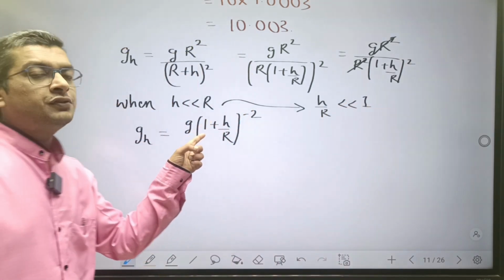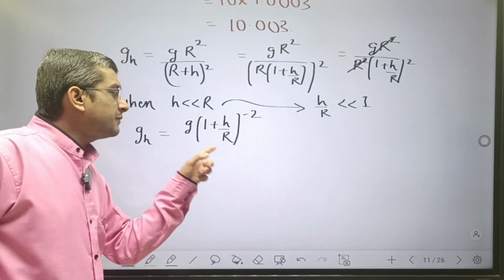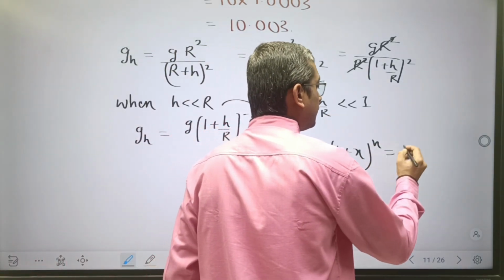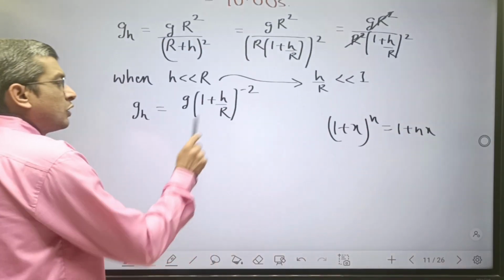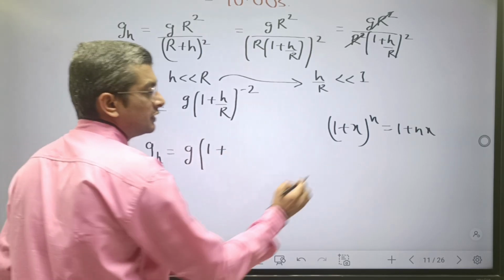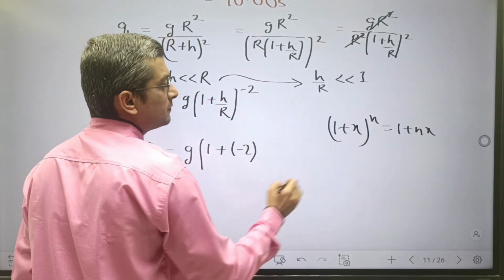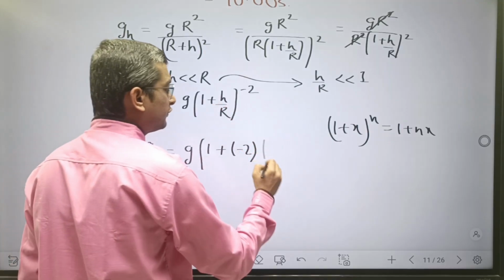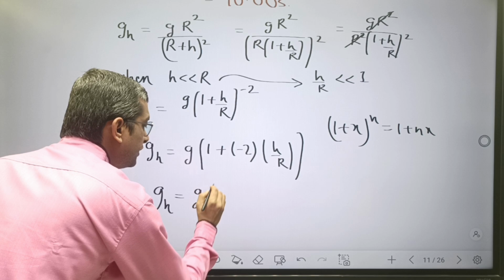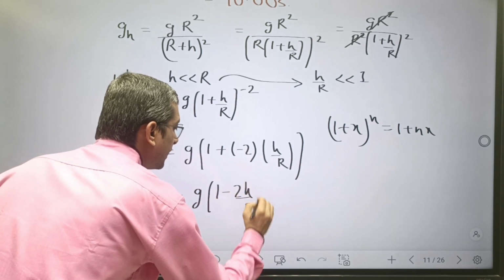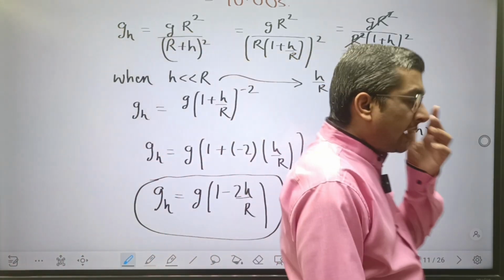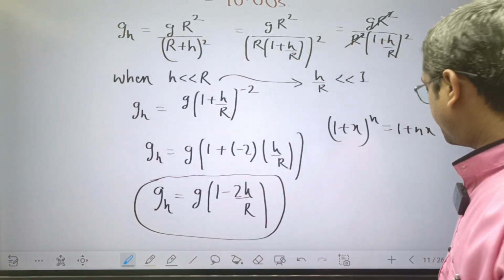So it is satisfying the condition of a special case of binomial theorem, that is the second term h by r is very less than 1. So we can use the formula (1 plus x) to the power n is equal to 1 plus nx. Apply the formula: gh is equal to g times (1 plus, in terms of n we have minus 2, and in place of x we have h by r). So the formula is gh is equal to g (1 minus 2h by r). This is the formula of acceleration due to gravity at some height h, provided the height h is very less than r. This is the application of binomial theorem.